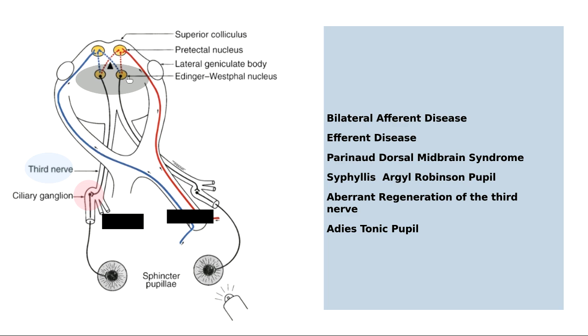Parinaud dorsal midbrain syndrome. You have your Argyll-Robertson pupils, secondary to syphilis. And then we have our third nerve here. So if you have aberrant regeneration of your third nerve, for example, from a third nerve palsy, then you can have light near dissociation. Also, we're going to talk about Adie's tonic pupil, which will cause a light near dissociation.